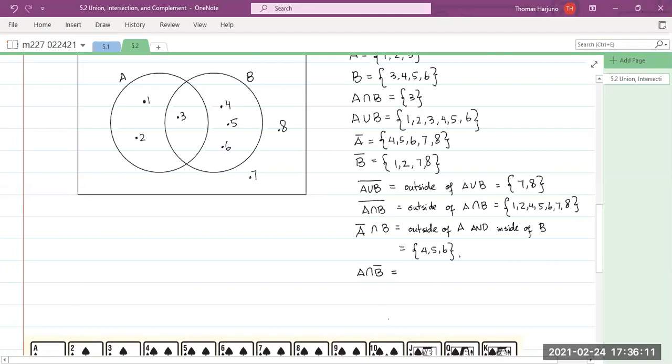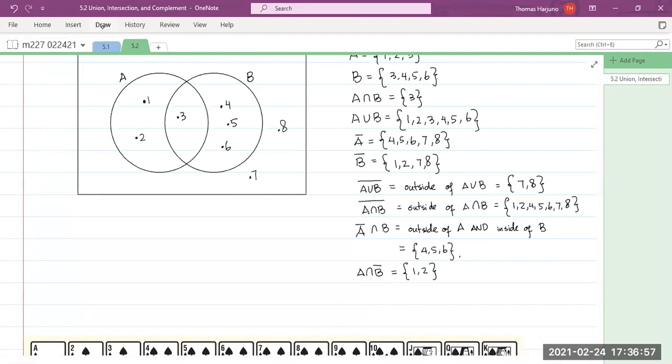And what elements will those be? 1, 2, 8, 7? I think only 1 and 2. 8 and 7 are outside of B, but they are not in A. It has to be inside of A and then also outside of B. So when it comes to intersection, it has to satisfy both conditions. It has to be inside of A and then outside of B at the same time.